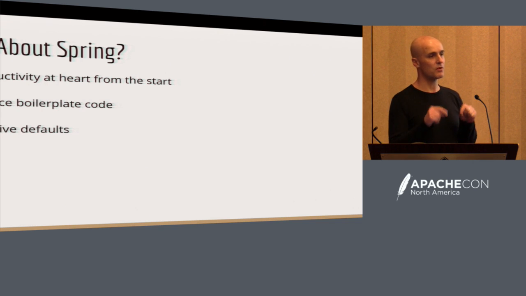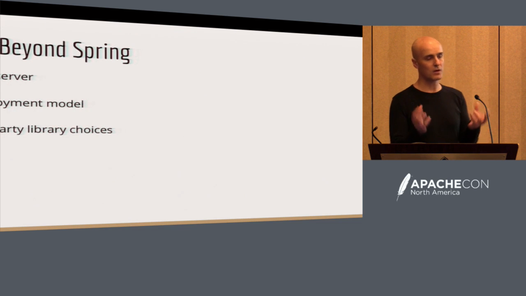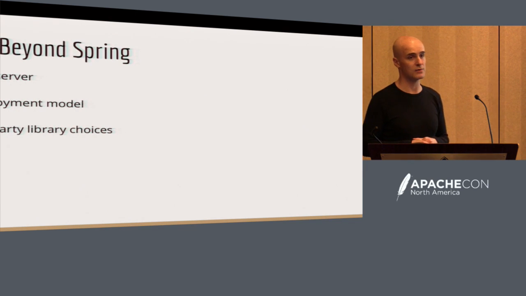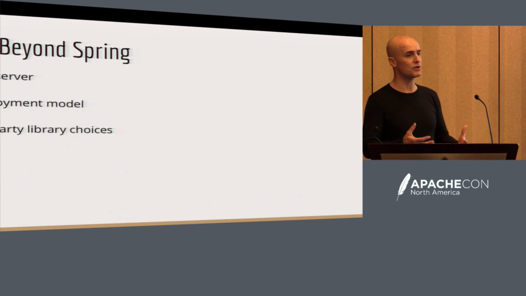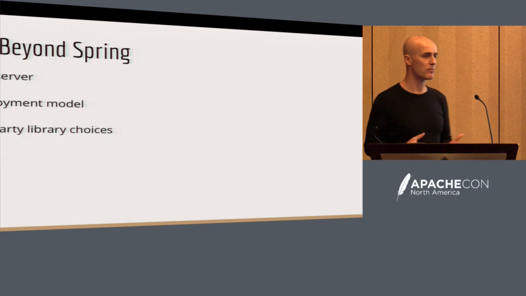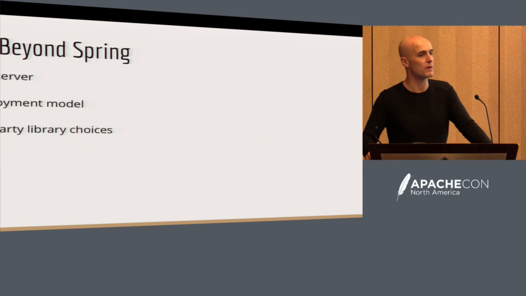The point is that the Spring Framework's original goal is basically within an ecosystem, Java EE, and especially if you think about going back to 2003 when Spring Framework came around, you have an application server deployment model. You have a certain way that you deploy things. You're dealing with third-party library choices. Those are all things that are generally outside of the scope and the realm that Spring has traditionally dealt with.